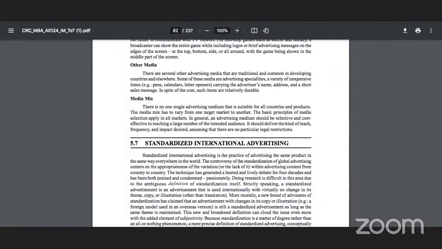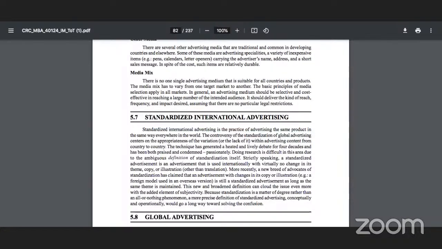They carry the advertiser's name, address, and a short sales message. So the cost may be less, but items are relatively durable. And there's every probability that such items are placed on the potential buyer's desk and they continue to stand as a constant reminder.